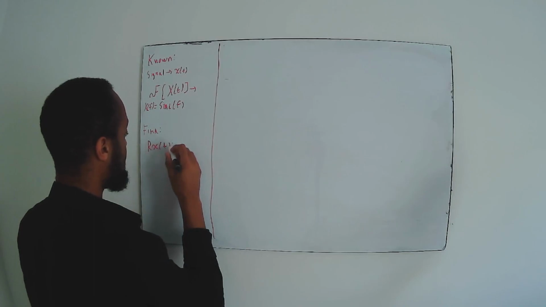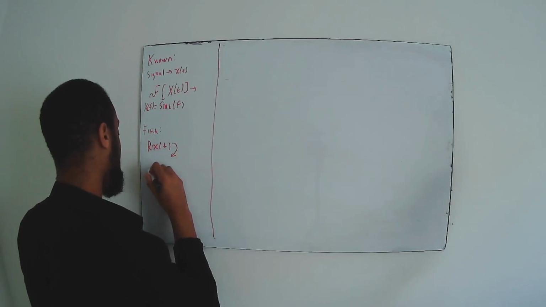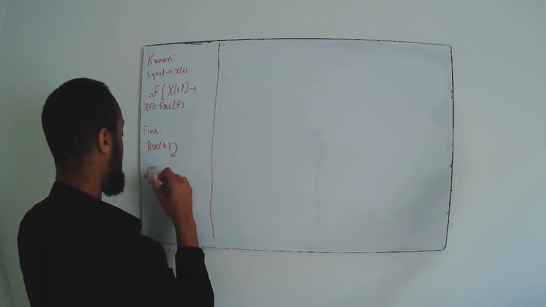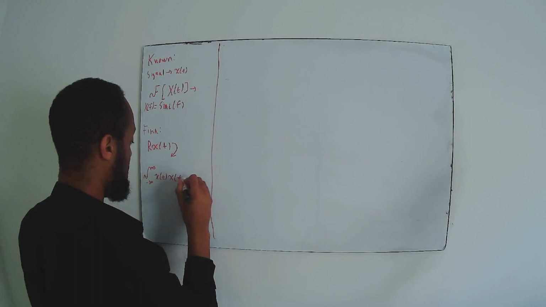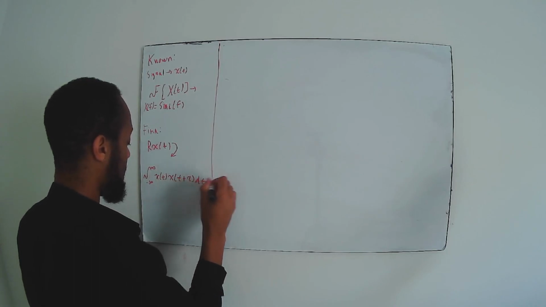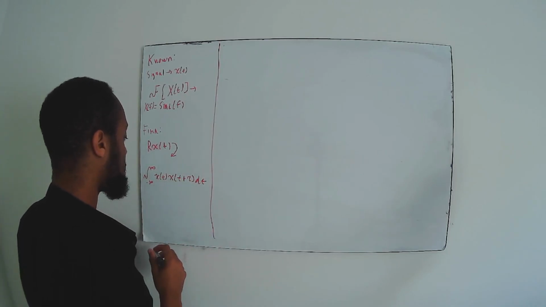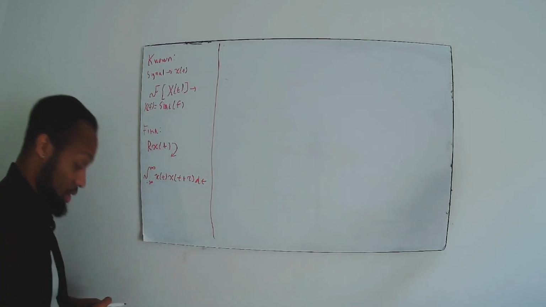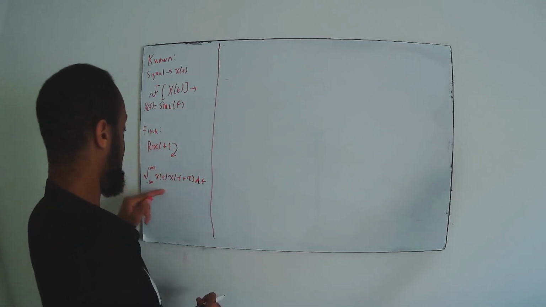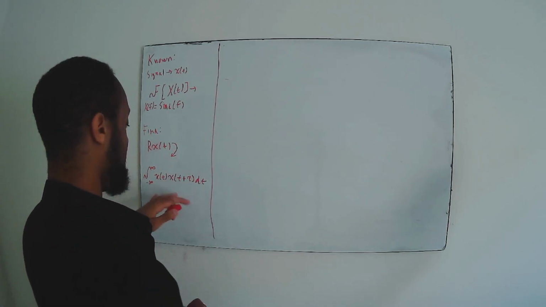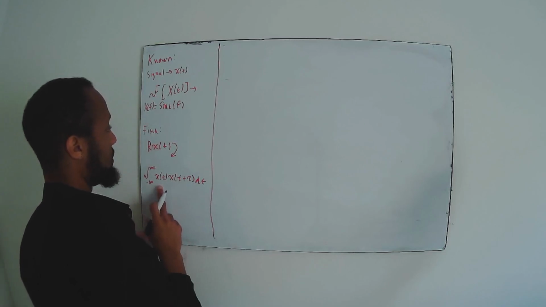Well, what is the autocorrelation function? The autocorrelation function is the integral from minus infinity to infinity of x(t) times x(t plus tau) with respect to dt. So we're going to have to compute this. First we take the inverse Fourier transform to find x(t). To compute this integral, we need to find what x(t) is first. We know what X(f) is.